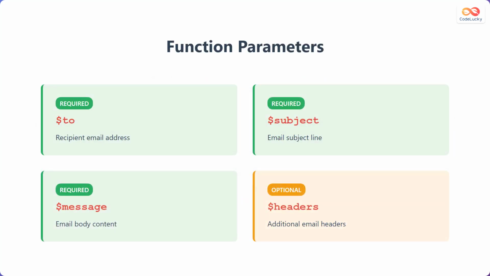Let's break down those parameters one by one. First, there's the to parameter, which is the recipient's email address, and it's required. Then comes the subject, which, as you might guess, is the subject line of the email. This is also a required field. Next, we have the message, the actual content of the email. And lastly, there's the headers parameter. This is optional and lets you add additional headers, like From or Content-Type.